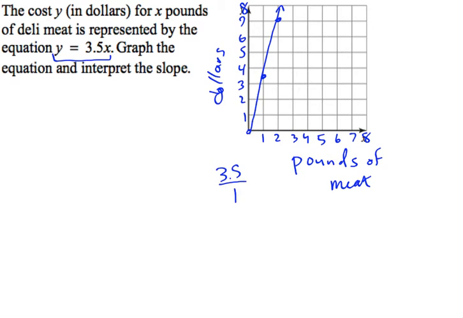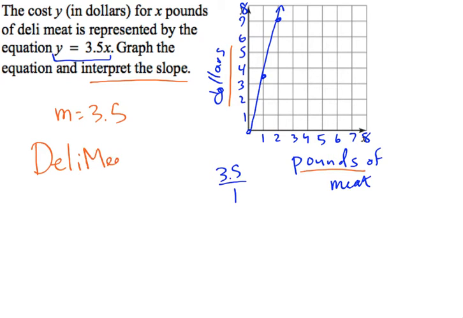Interpret the slope. Okay, the slope is 3.5, and what it means is $3.5 per pound. It means that deli meat, probably should capitalize that since it is going to be a sentence. Deli meat costs $3.50 a pound.